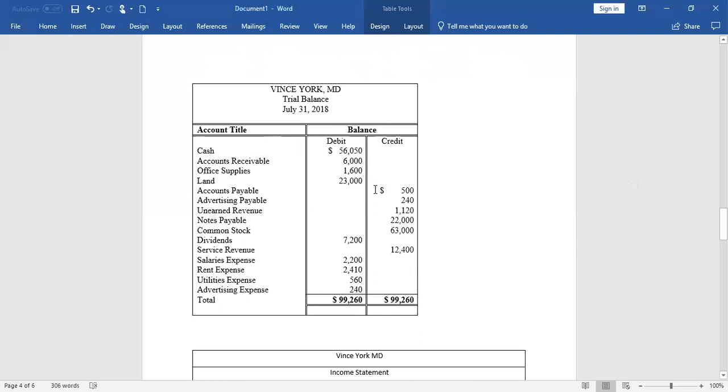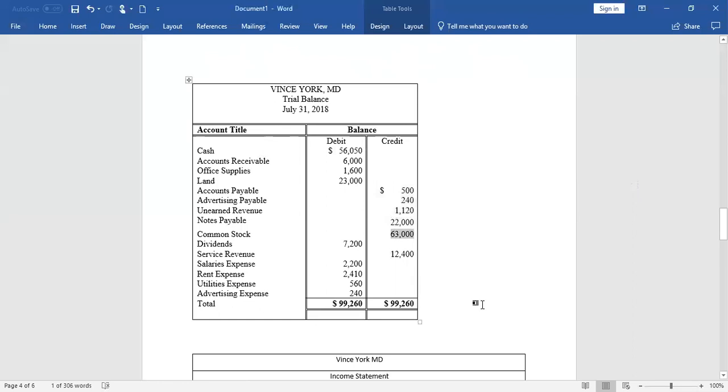Then we're going to list each of our liabilities. There they are. Accounts payable, credit balance of 500, advertising payable, credit balance of 240, unearned revenue, credit balance of 1,120, and then notes payable, credit balance of 22,000. Remember, those are the balances we just determined in each T account. Common stock, credit balance of 63,000.